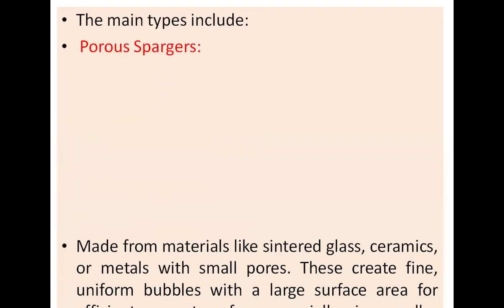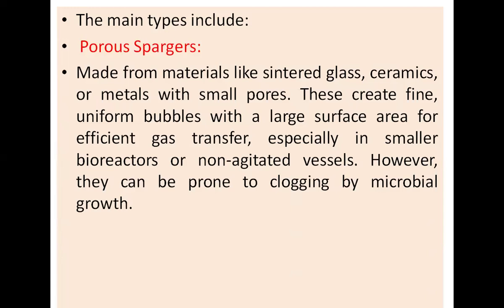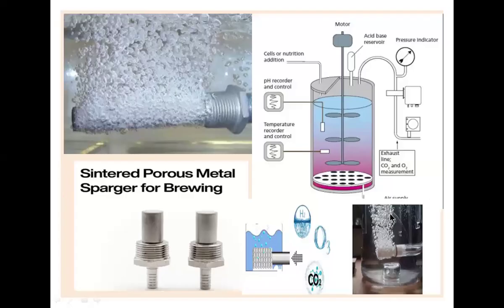Let us understand the sparger types one by one. The first one is the porous sparger, which is made from materials like sintered glass filters, ceramics, or metals with small pores. Through those pores, the air bubbles will release. These create fine uniform bubbles with a large surface area for efficient gas transfer, especially in smaller bioreactors or non-agitated vessels. However, they can be prone to clogging by microbial growth. So this is about the porous sparger. You can see here the porous sparger, which is basically made up of sintered glass.